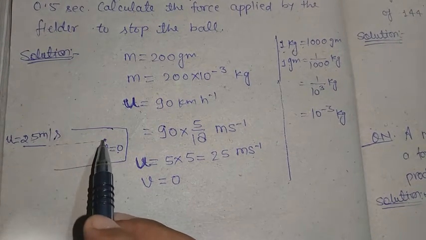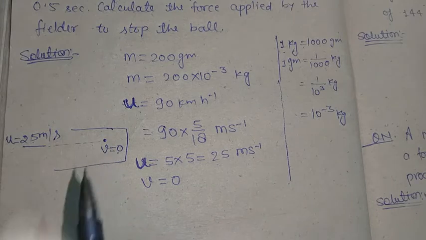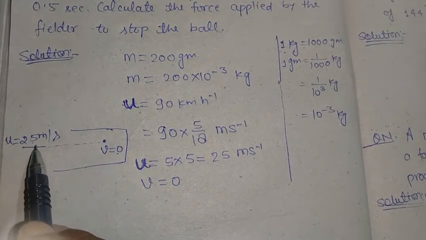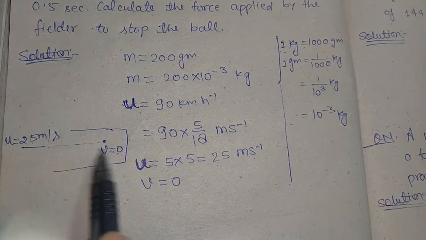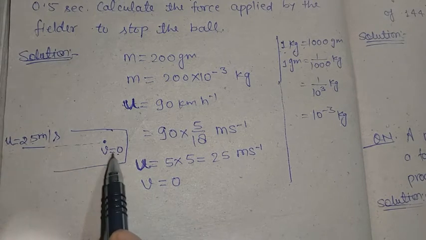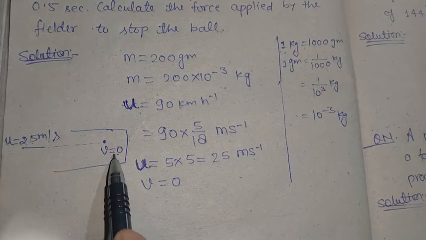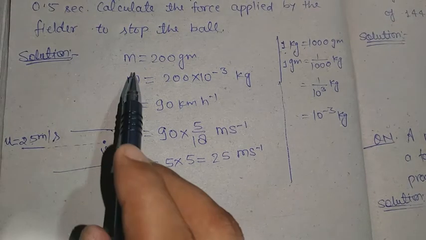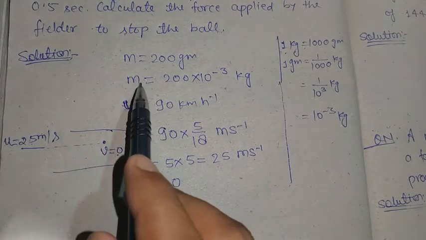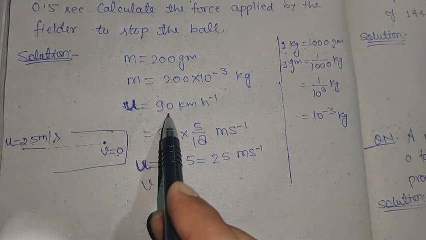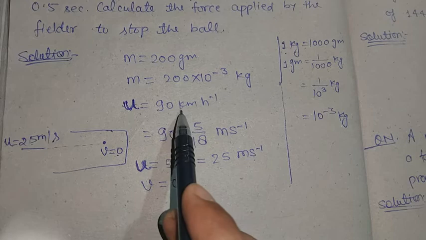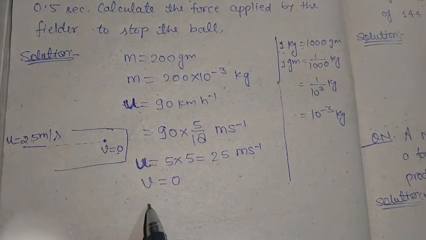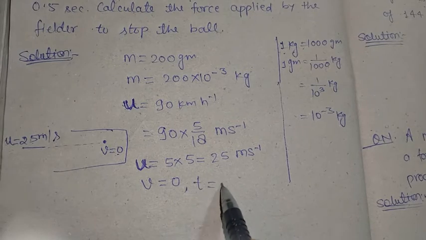जब कोई फील्डर उसको रोक देगा तो उसकी वेलोसिटी हो जाएगी 0, and it was moving with 25 meter per second initially, and now it becomes 0. It is stopped by a fielder, so final velocity v is equal to 0. Now we know m is equal to this, u is 90 km per hour, but when changed into meter per second it becomes 25 meter per second, and time is given, 0.5 second.